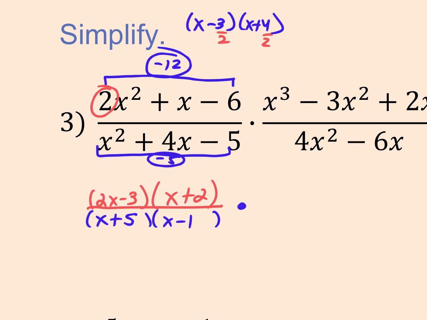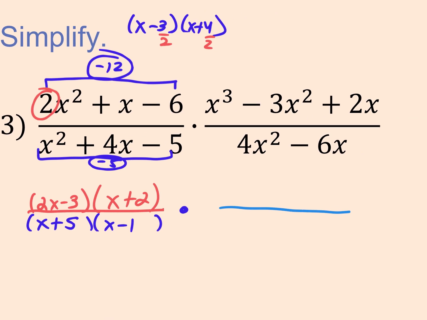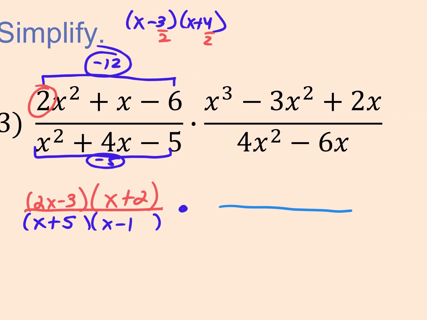Great. So I have a multiplication sign. Now I'm going to scoot on over here to the bottom. What can I take out of 4x squared and a 6x? 2x. All right. So when I take out 2x, what am I left with? Look, right here. I'm taking out 2x. What am I left with? 2x minus 3. Good.